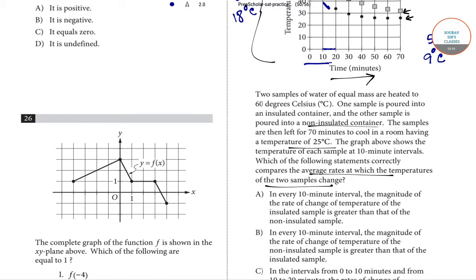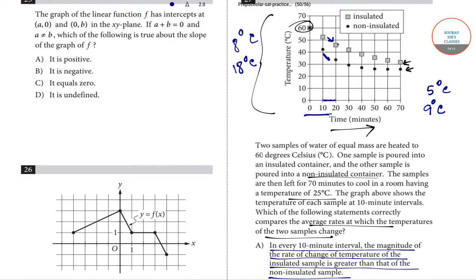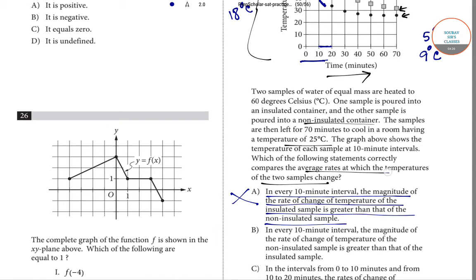Our option A says that in every 10 minutes interval, the magnitude of the rate of change of temperature of the insulated sample is greater than that of the non-insulated sample. So the rate of change of the insulated sample is greater than the rate of change of the non-insulated sample. This one is absolutely wrong because in the first two intervals itself, the change in the non-insulated sample is greater than the change in the insulated sample.